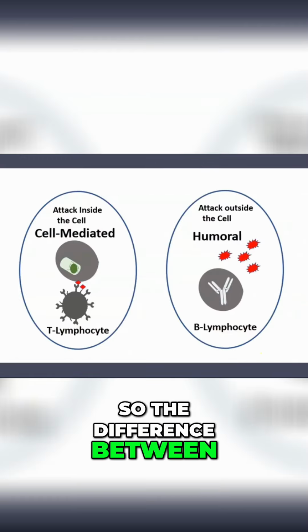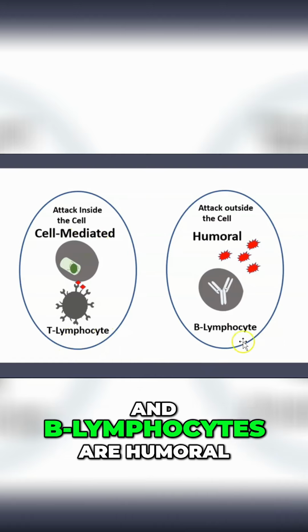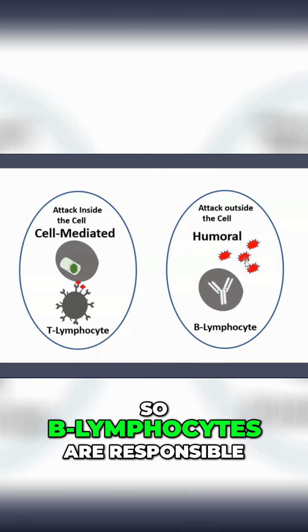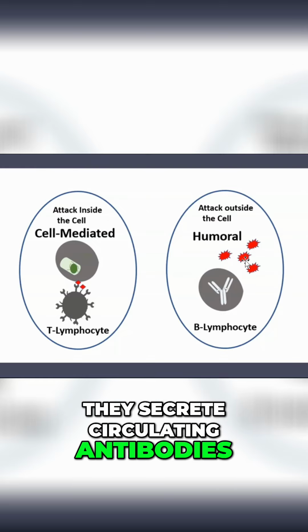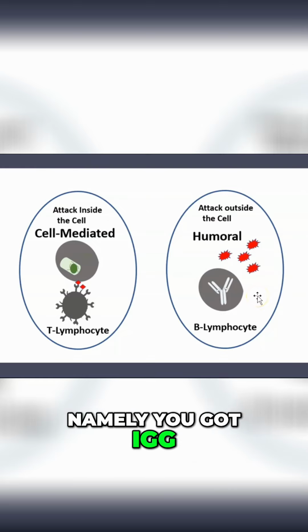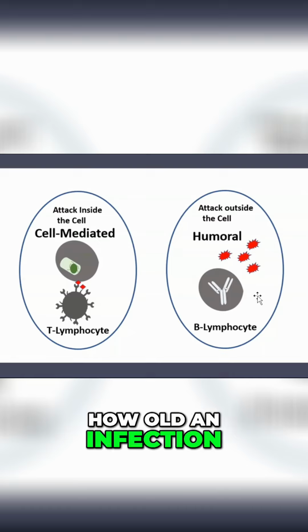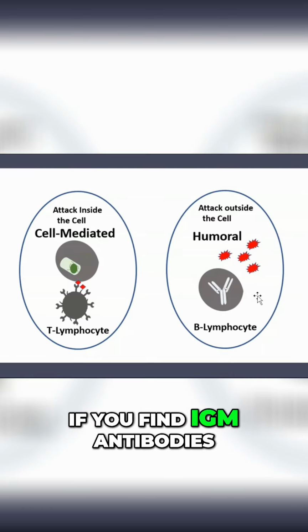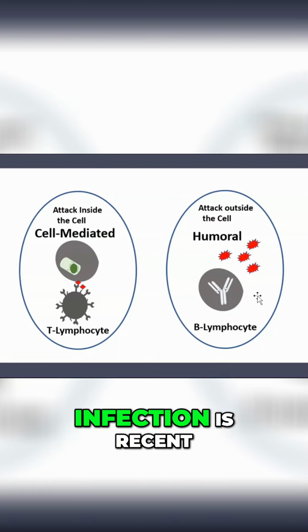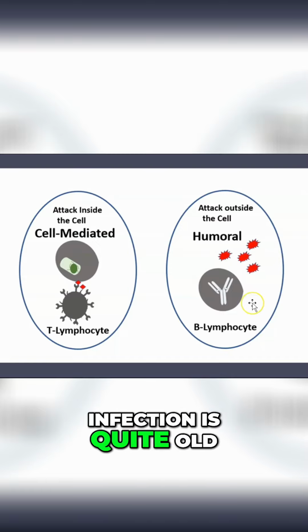So the difference between T lymphocytes and B lymphocytes is that T lymphocytes are cell-mediated and B lymphocytes are humoral. B lymphocytes are responsible for humoral immunity because they secrete circulating antibodies. Namely, you've got IgG, IgA, IgM, IgE, and IgD. Fun little fact, you can actually tell how old an infection is through the presence of antibodies. For example, if you find IgM antibodies, that means that the infection is recent. And if you have IgG antibodies, it means that the infection is quite old.